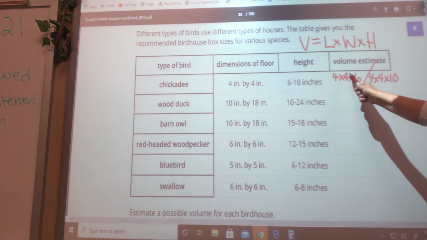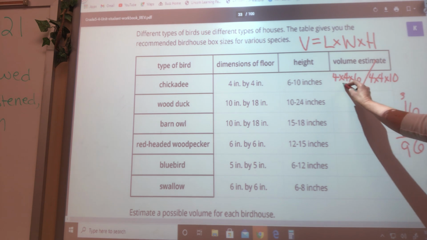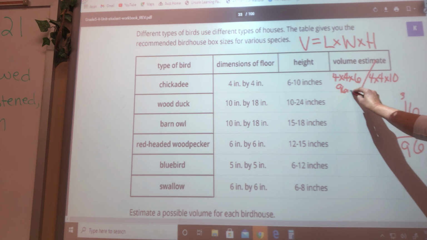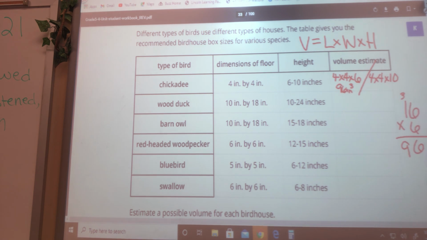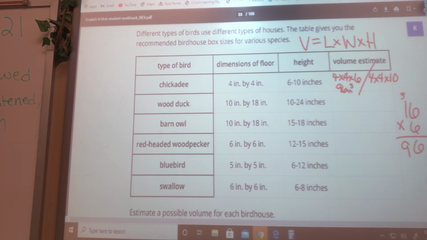So I have 4 times 4 is 16 times 6. 6 times 6 is 36, so I carry my 3. There's where I got my 36. 6 times 1 is 6, plus 3 is 9. So it could be anywhere from 96 inches cubed. Remember, it's going to be cubed because anytime we're working in volume, it's going to be cubic inches.